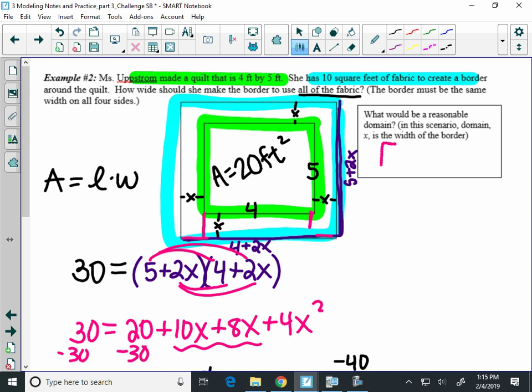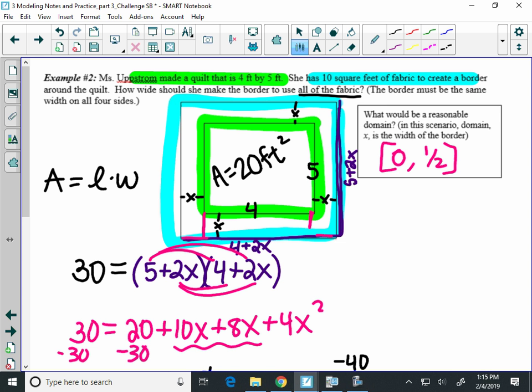I'm going to use interval notation. So I'm going to say the border could be 0 inches. She can put no border on. What's the biggest border Miss Ekstrom can use? 1/2 of a foot. Why can't we go beyond 1/2? Because then she would need more fabric, right? Because a border of 1/2 of a foot uses every bit of fabric she has.